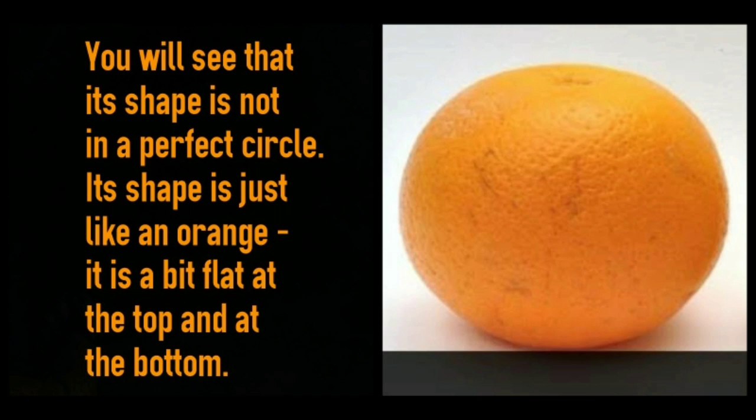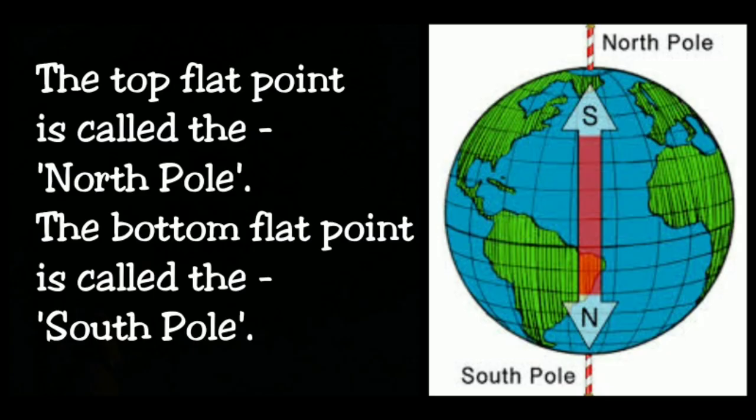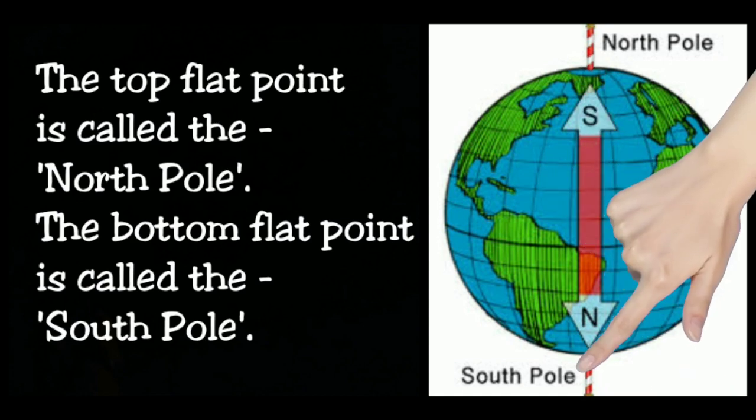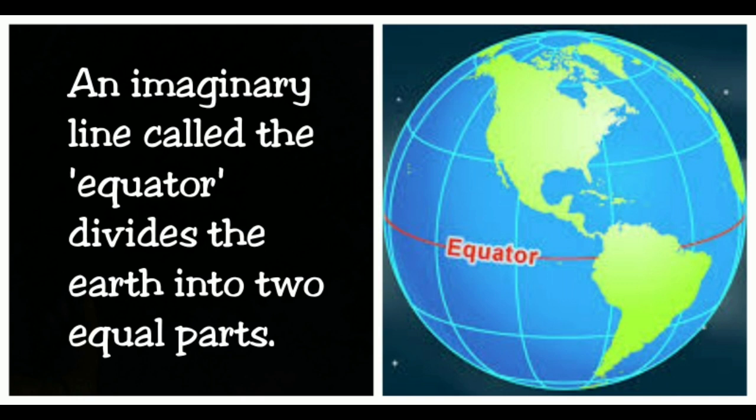You will see that its shape is not in a perfect circle. Its shape is just like an orange. It is a bit flat at the top and at the bottom like this picture. The top flat point is called the North Pole and the bottom flat point is called the South Pole. This one North Pole and this one South Pole. An imaginary line called the equator divides the earth into two equal parts. Means equator is an imaginary line which divides the earth into two parts.